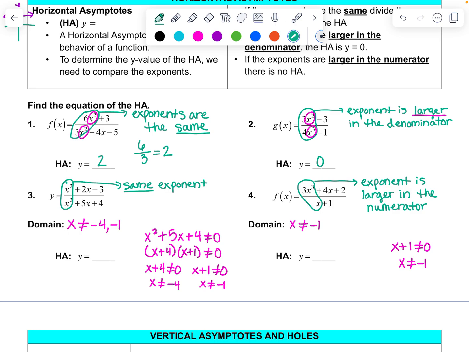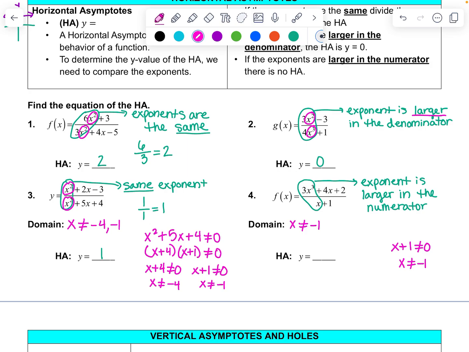Looking at number 3, similar to number 1, we have the same exponent in the numerator and denominator, x squared and x squared. We divide the coefficients. There's no numbers in front, so it's 1 over 1. It's going to equal 1, which means our horizontal asymptote is 1.